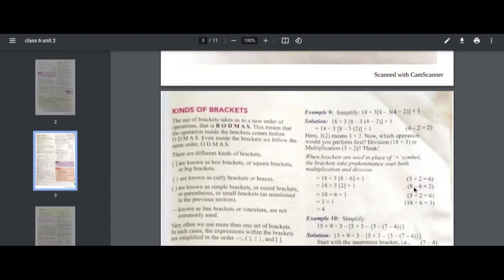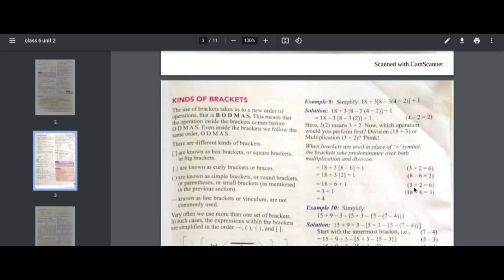In our lecture we have to do the kinds of brackets. The use of brackets takes us to a new order of operation, that is BODMAS. This means that the operation inside the brackets comes before the rest. If you follow the order of operation for division, multiplication, addition and subtraction, but we have to understand the concept of brackets, then our operation will be converted into BODMAS. Even inside the brackets we follow the same order.